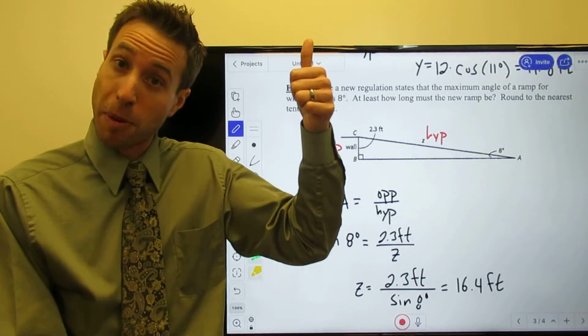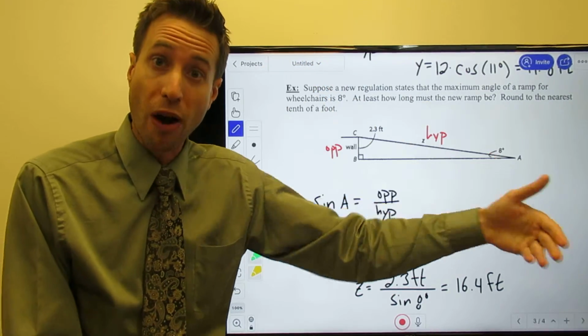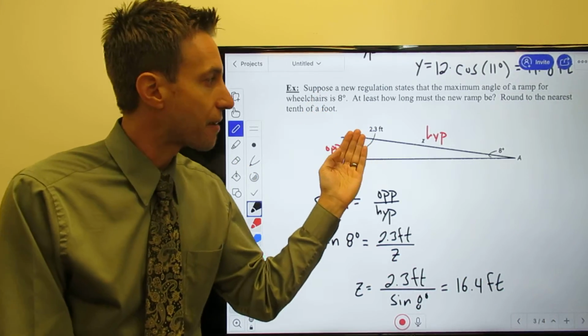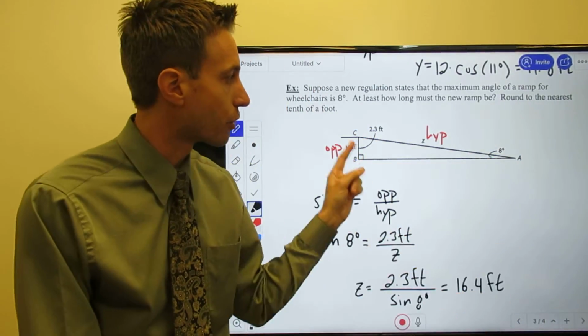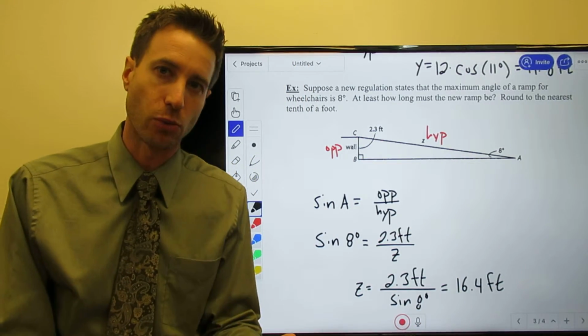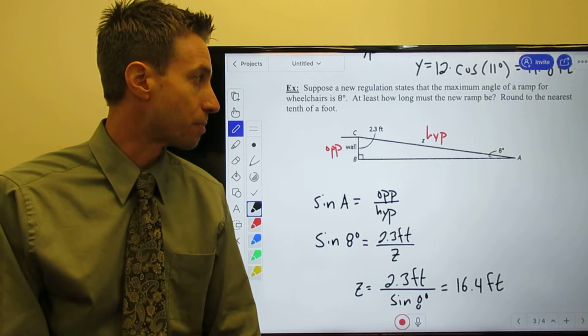So what is the length of the ramp? Well, from up above, the ramp was 12 feet long. In order to meet the new regulation, I'm going to have to extend the length of the ramp out to 16.4 feet. Make the ramp a little shallower and easier for people to get up.